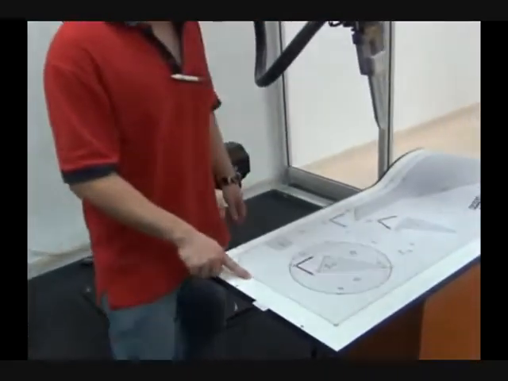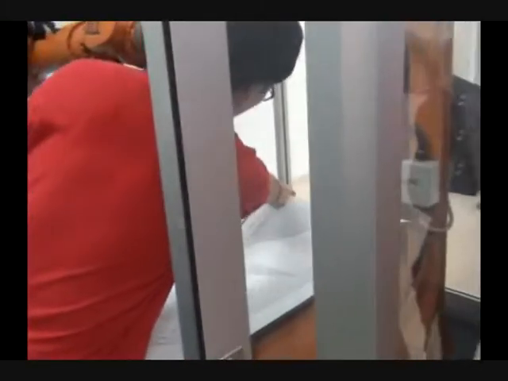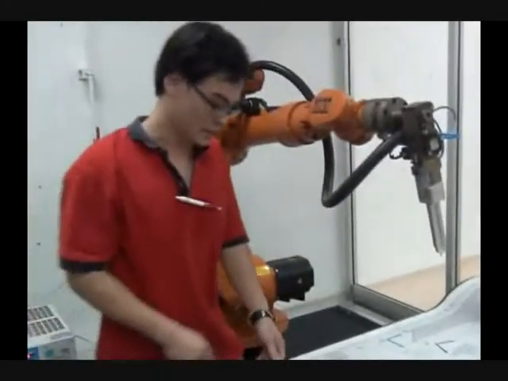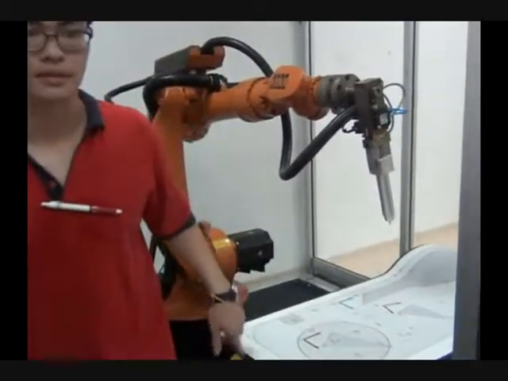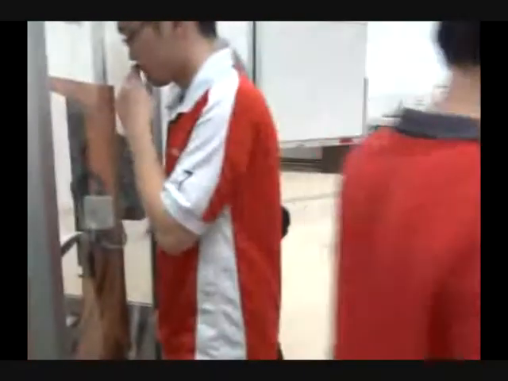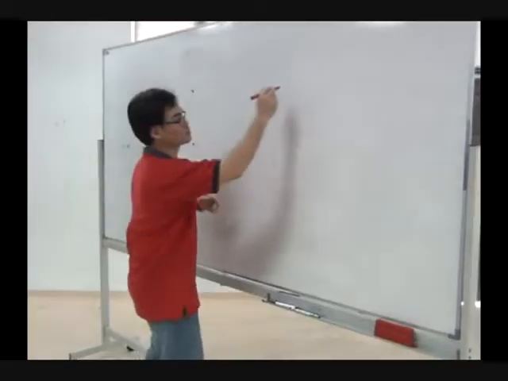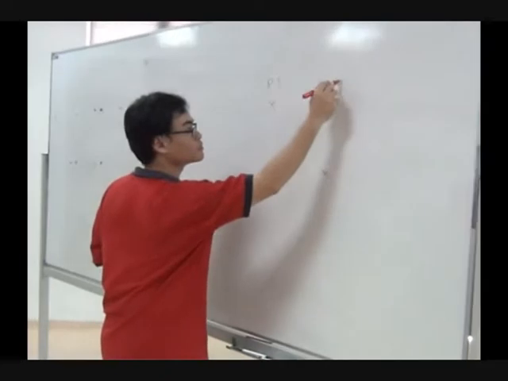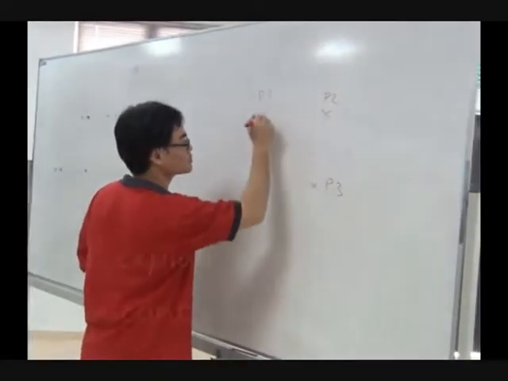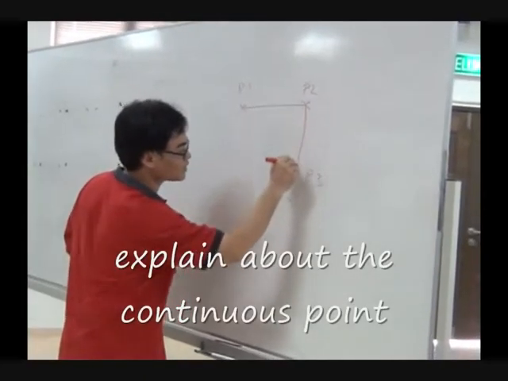This one is continuous motion, and this also continuous motion. It will just ignore this point and directly go this way. Okay. 3 points. And this is the motion path.